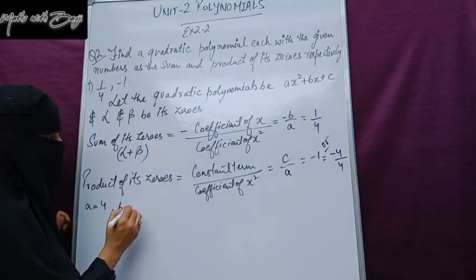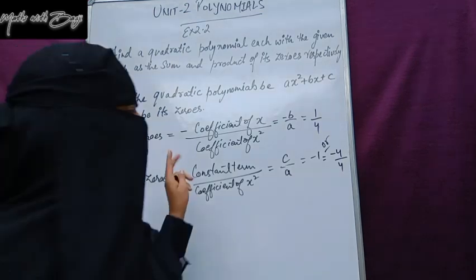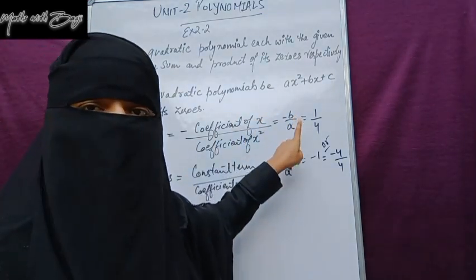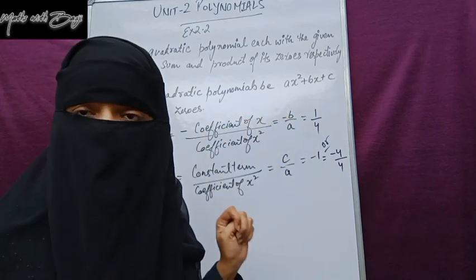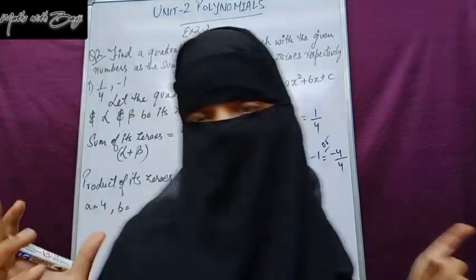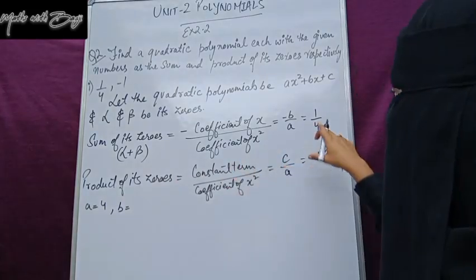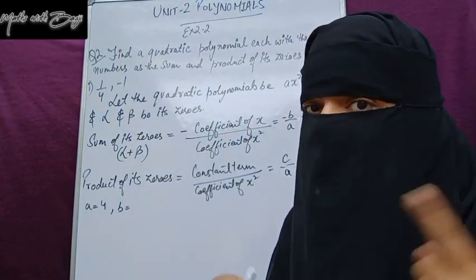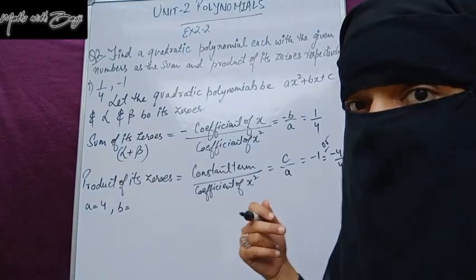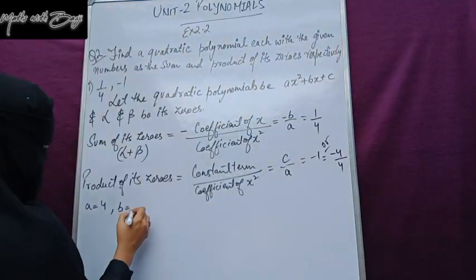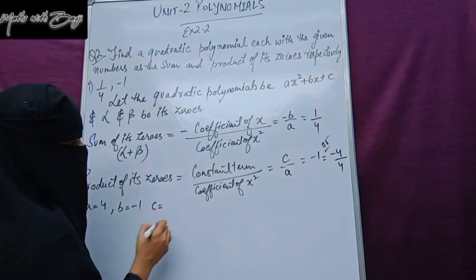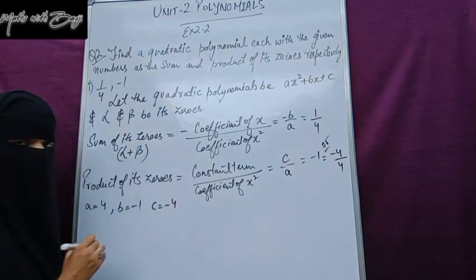What is b? Now you need to think. According to the formula, we have minus b upon a. Here it is 1 upon 4. Why? The basic formula says minus b upon a. Now here it is positive. So it means b must be negative, then only it is going to replicate to positive. Okay. So b will be minus 1 and c is minus 4.